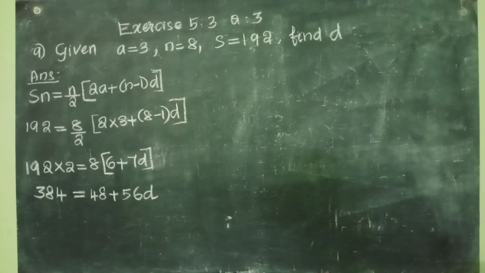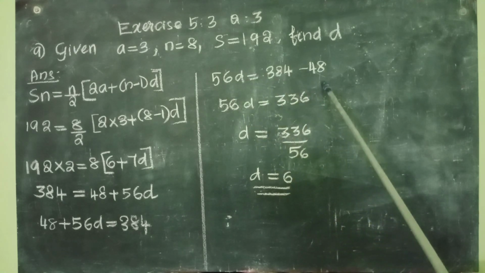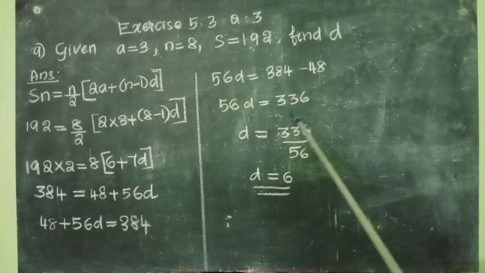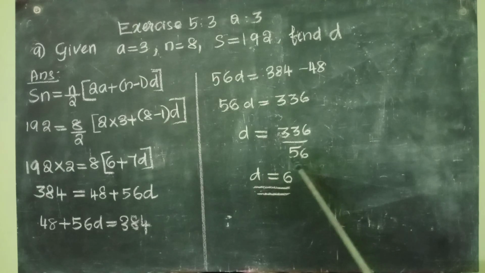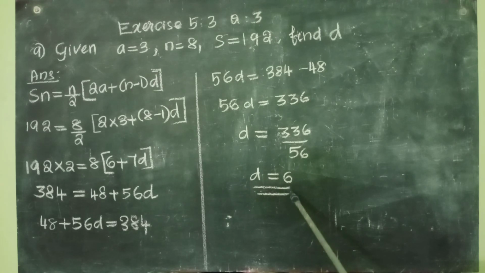Now let us change the sides. 56d equal to 384 minus 48, that is 56d equal to 336. d equal to 336 divided by 56, that is d equal to 6. So we got the value of d, it is equal to 6.